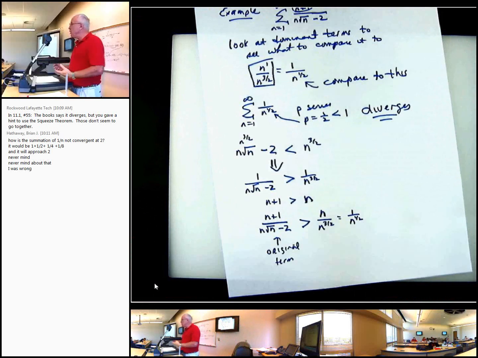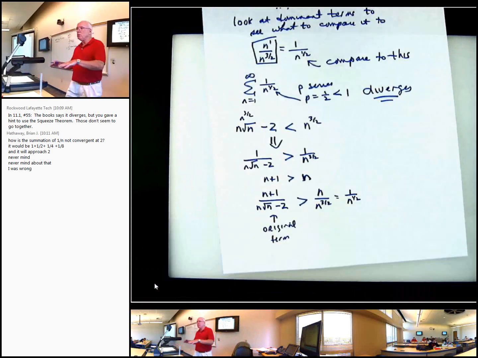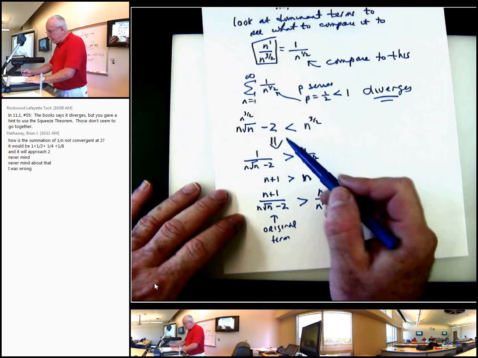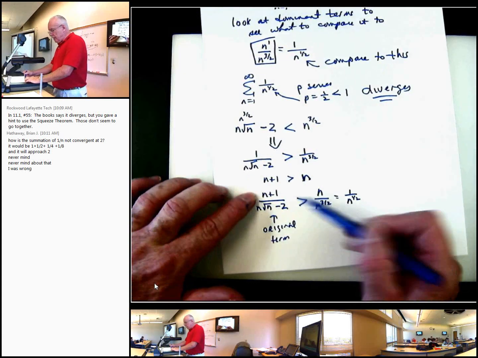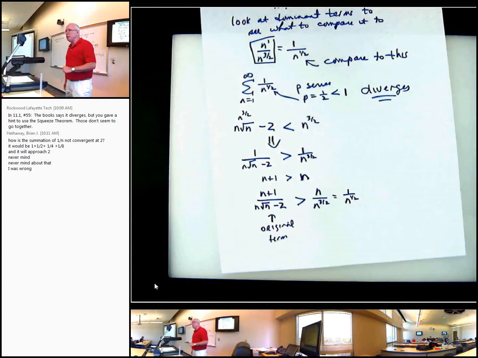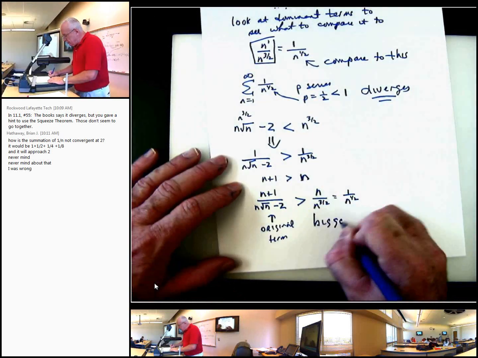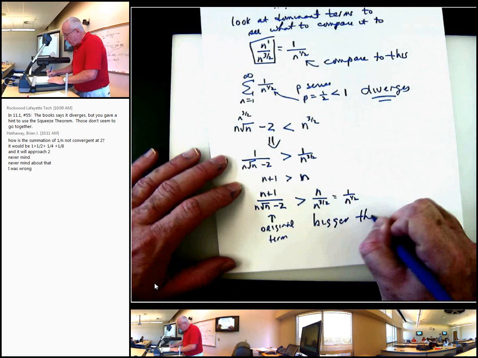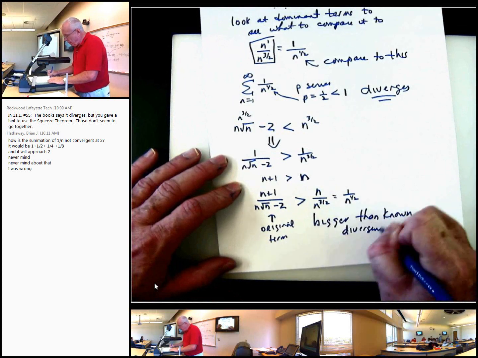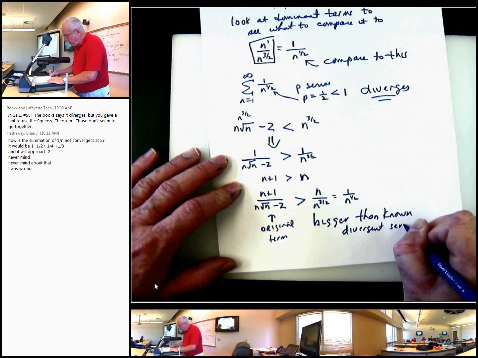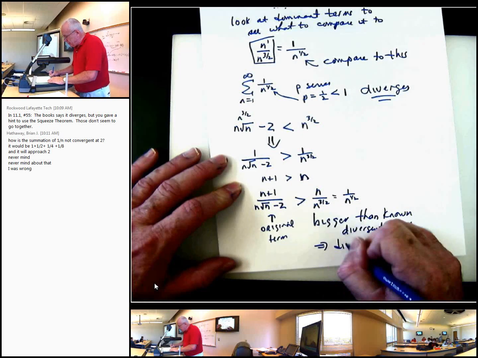Is everybody okay with this flipping around and how we saw that the numerator was bigger? We saw that the denominator is smaller, so therefore it becomes bigger. And then the numerator, n plus 1, is bigger than n, so the numerator is bigger. Okay, so it's bigger than a known divergent series. So we can say it diverges by the comparison test.